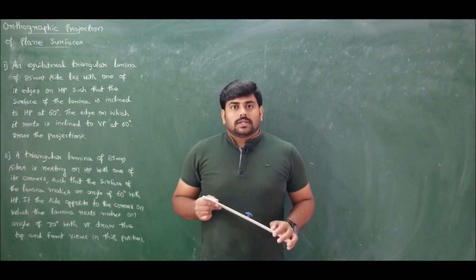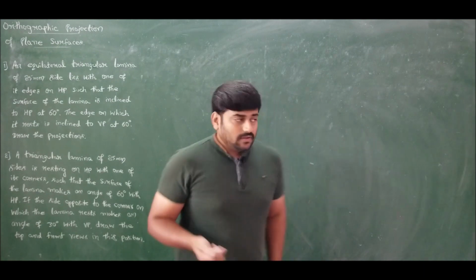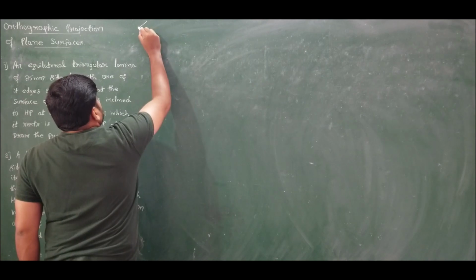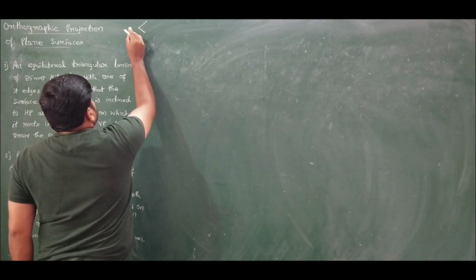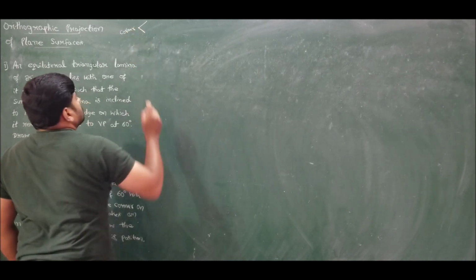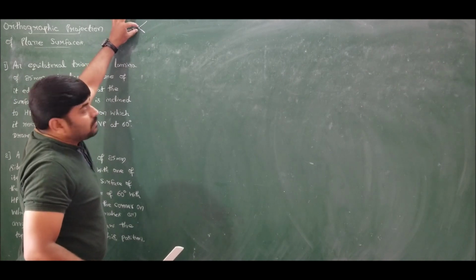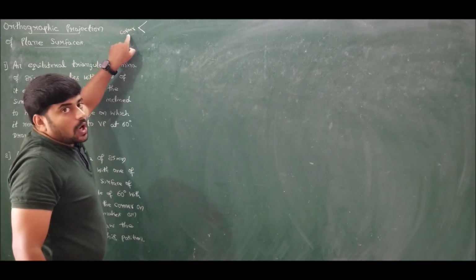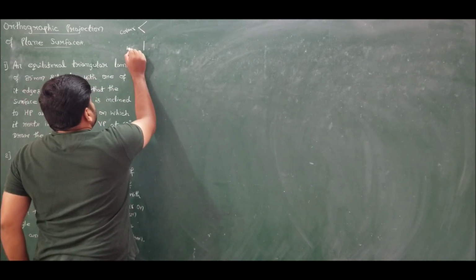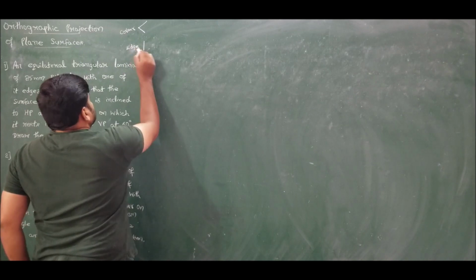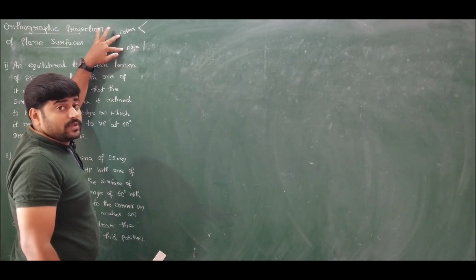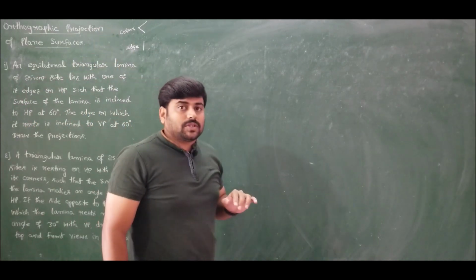Another important note that has to be noted here is that for any laminae, if two lines come and meet, this is called as corner position. Whenever two lines come and meet at a common point, that point is termed as corner position. And these lines we call as edge. Corner position and edge position are very important points to be noted to solve problems on orthographic projection of plane surfaces.